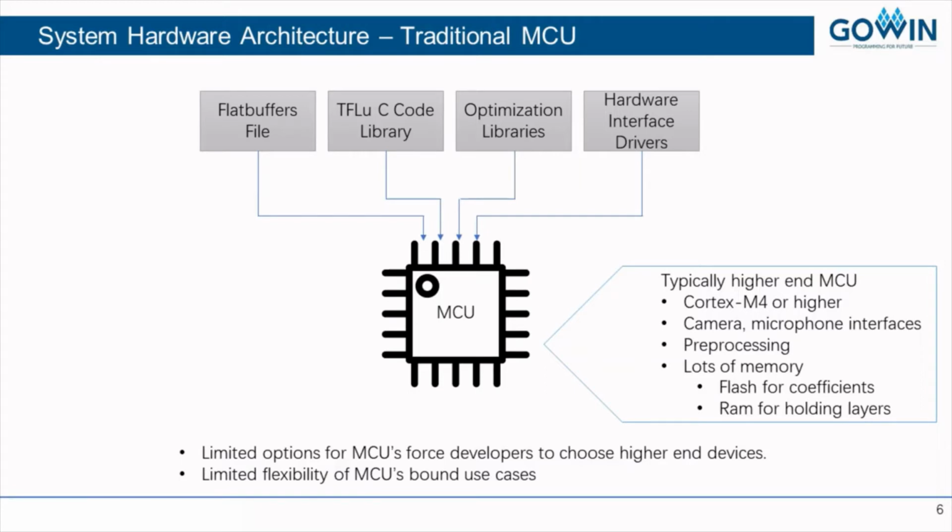So, in short, there's limited options for microprocessors, and it forces the developers to choose higher end microprocessors, more SoC type microprocessors. And there's limited flexibility in the microprocessors for these types of use cases, microphone processing, camera processing. And so this kind of leads into where FPGAs have a really good fit here on the low end edge machine learning processing.